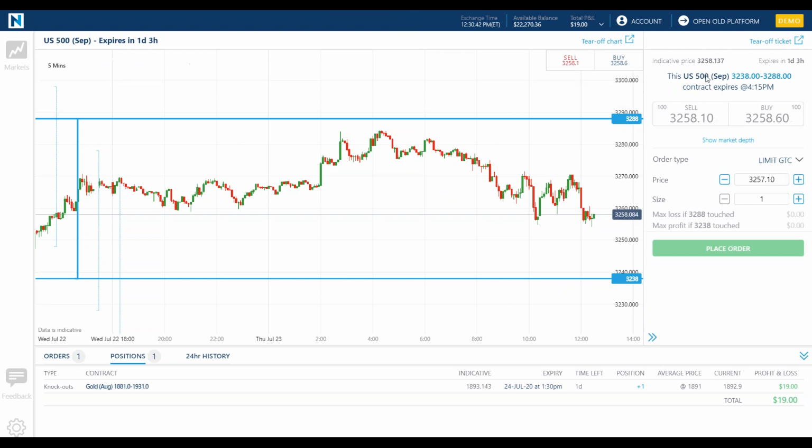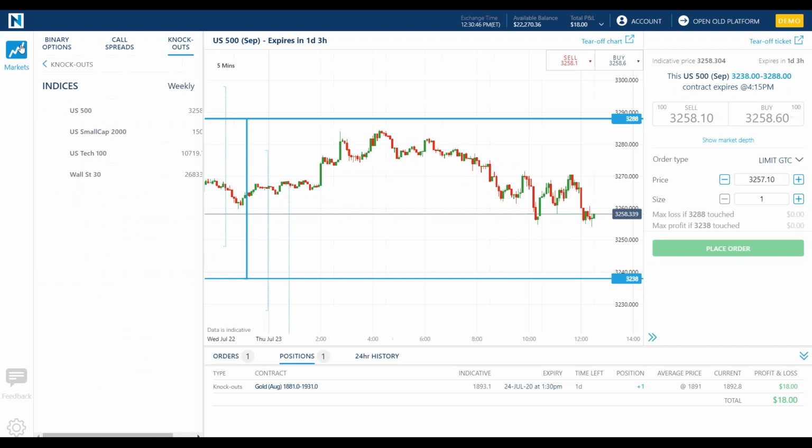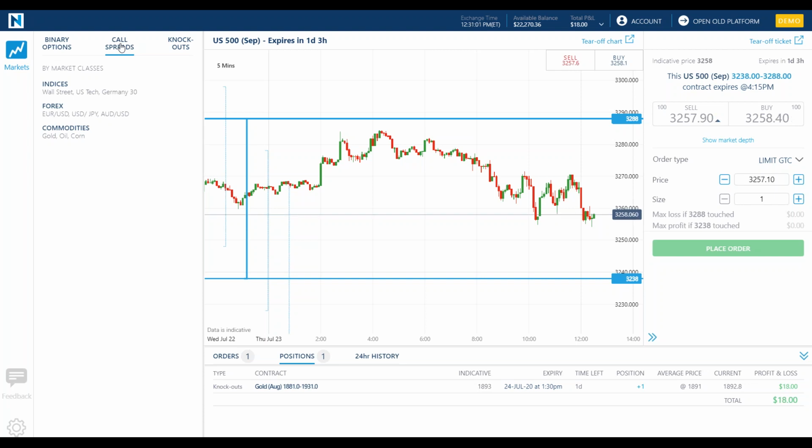All right, next up, we've gone through knockouts. Before we go to binary options, I just want to mention call spreads, because call spreads are also a very popular product. The difference between knockouts and call spreads: with a knockout, if you touch one of your boundaries, you are knocked out.